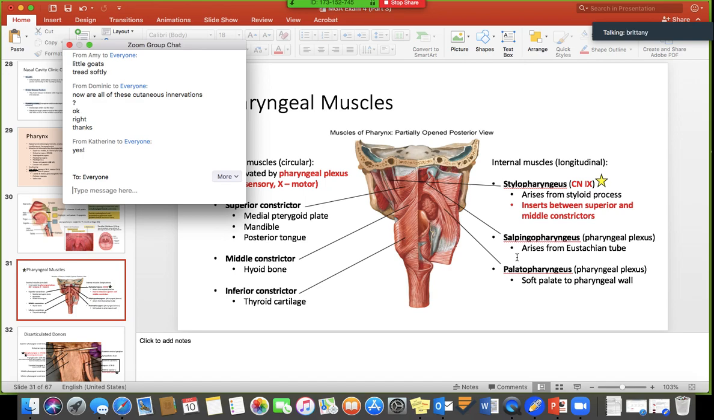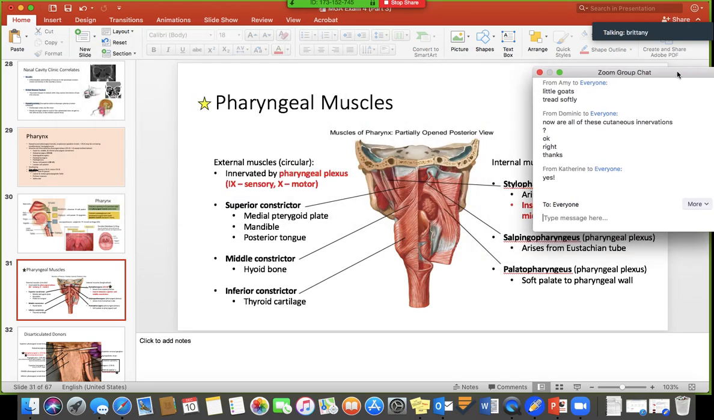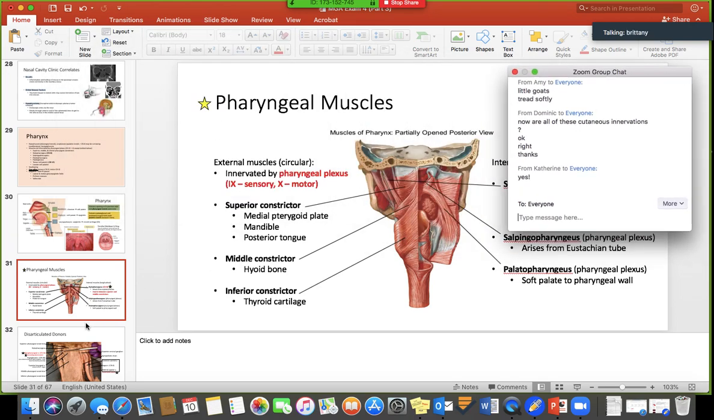Okay, so salpingopharyngeus and palatopharyngeus, be able to identify those two muscles. I think there's a better picture of those in here. All right, so let's keep going.